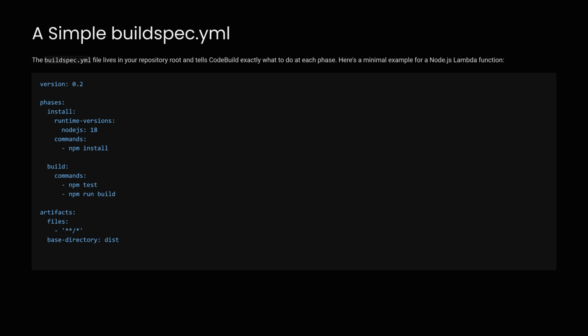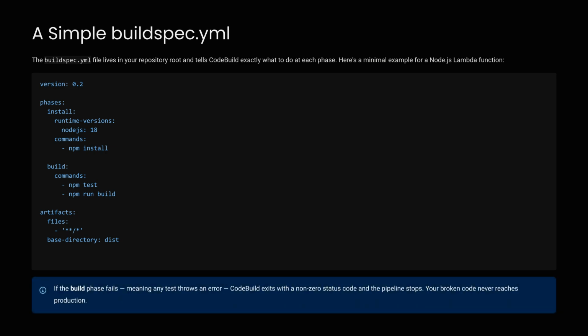This minimal example for a Node.js Lambda function shows the install phase, commands for the build phase like running tests, and how artifacts are defined. Critically, if the build phase fails, CodeBuild stops the pipeline, ensuring broken code never reaches production.